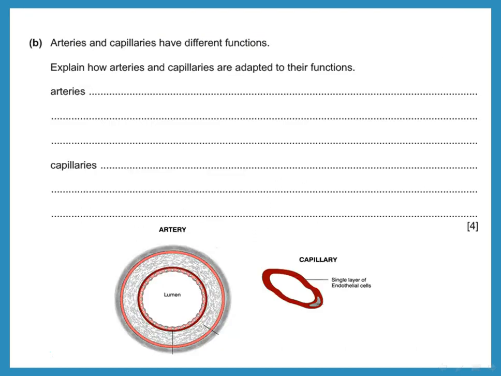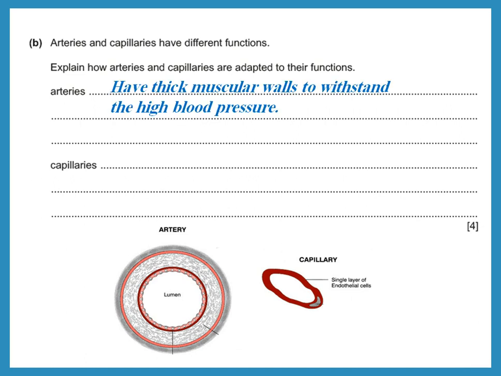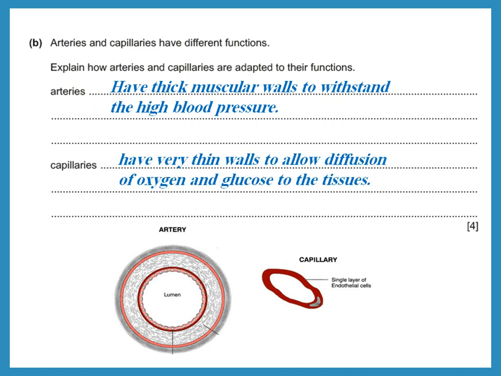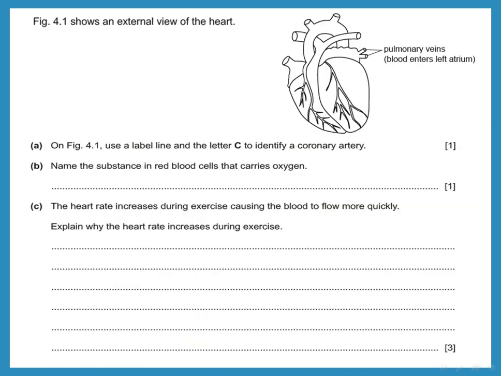Then this next question says, arteries and capillaries have different functions. Explain how arteries and capillaries are adapted to their function. Remember that the arteries are the ones that carry blood under high pressure. So they have thick muscular walls to withstand the high blood pressure. While capillaries are the ones that surround the tissues, they have very thin walls to allow diffusion of oxygen and glucose to the tissue.